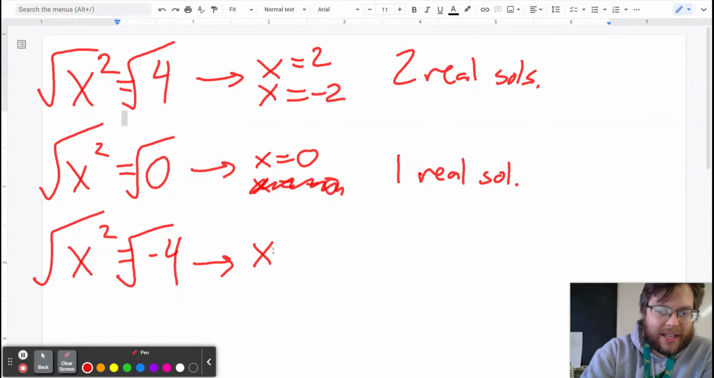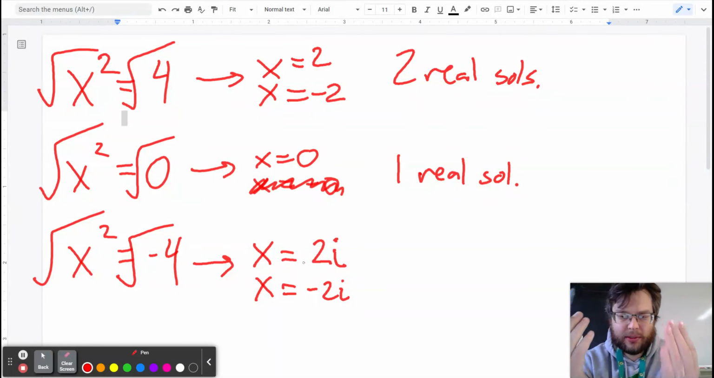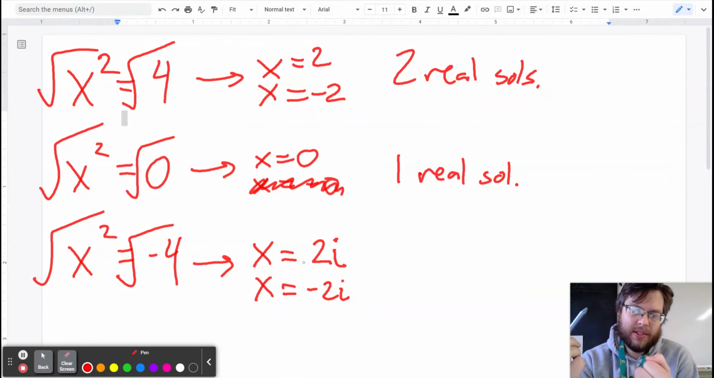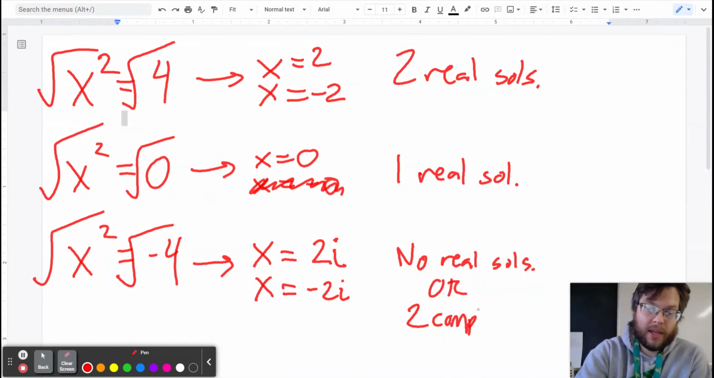In the third one, I can't say that x equals 2, because 2 times itself equals 4. So we make up a new number called 2i, and 2i times itself makes negative 4. Similarly, negative 2i times itself would also make negative 4. The negative 2 times negative 2 makes positive 4, and the i times itself makes negative 1. So together, negative 2i times itself makes negative 4. So we have two ways of describing this: no real solutions, or equivalently, two complex solutions. I could also use the word imaginary here.